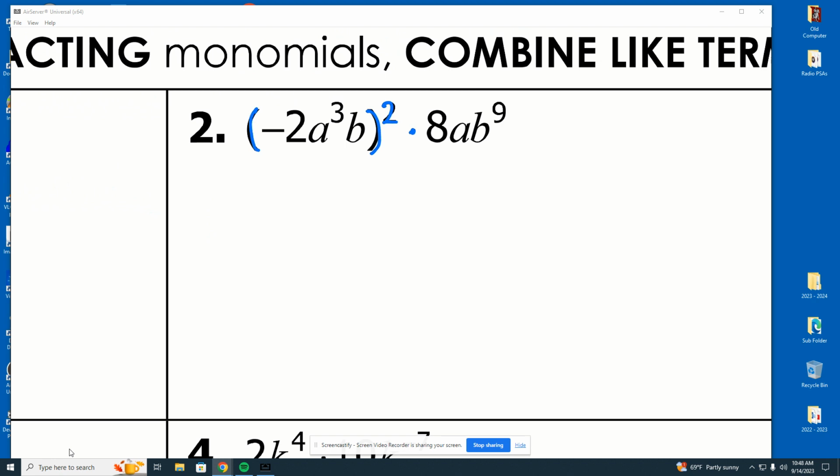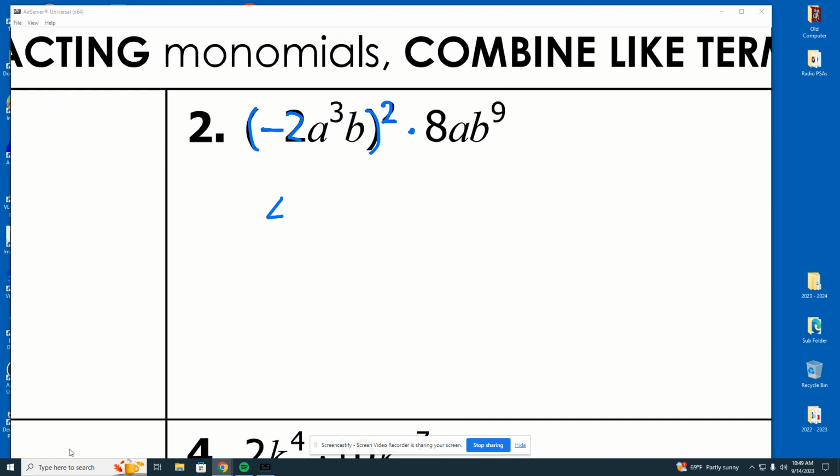I mean, it's the same. Y'all know it, right? Exponents come before multiplication. So we need to square negative 2a cubed b. Remember, treat numbers like numbers. What's the number in that parenthesis? What are we doing with negative 2? We're squaring it, right? That's what that means. So what does it mean to square negative 2? We multiply it by itself. What's negative 2 times negative 2?